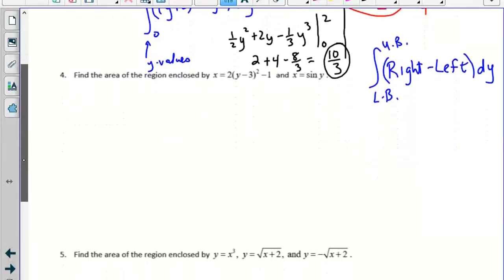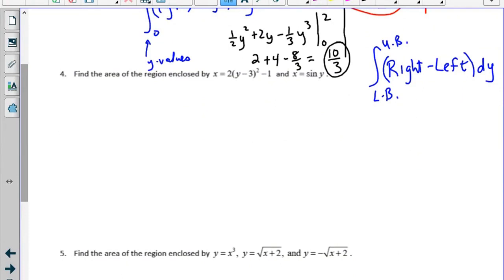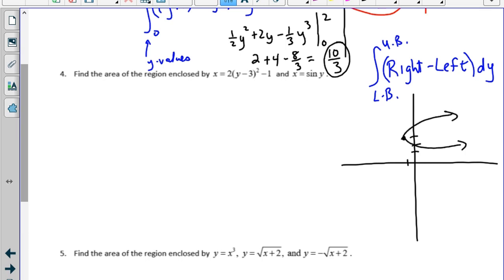Number 4, find the area of the region enclosed by x equals 2 times (y minus 3) squared minus 1 and x equals sine of y. So this is going to be a sideways parabola with x value -1 and y value +3. It should look something like this. And then x equals sine of y is going to be a sine curve that's kind of going something like this. Now, I could do a lot better job of graphing it, but I'm just going to go and look at Desmos for the interest of time.